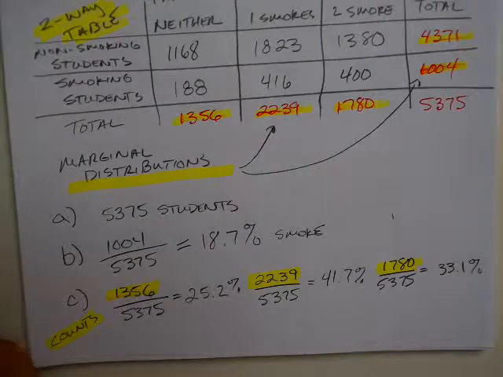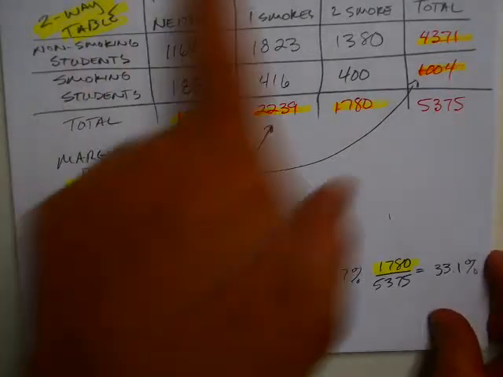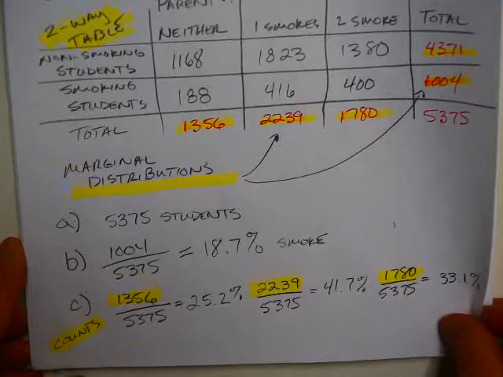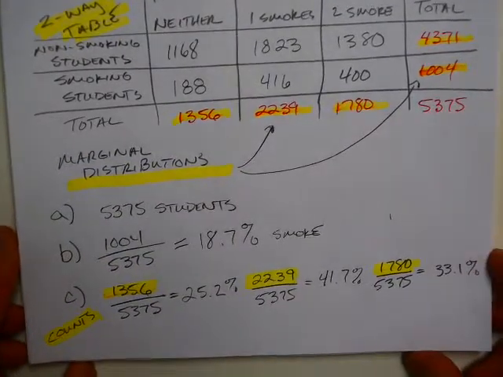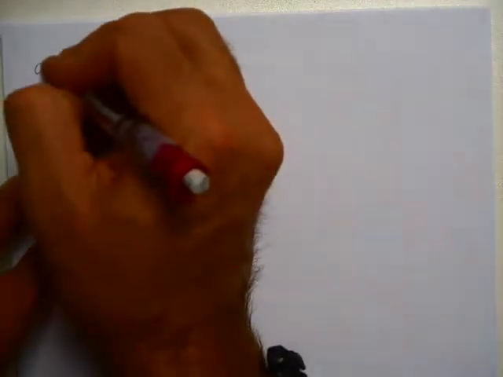D asks for the conditional distributions. I've got to go to the next page for that, but I'm going to keep this handy. So is everybody with me and ready? Yeah. Okay. So on the conditional distributions, I'm basically going to sort of remake the table. This is D.